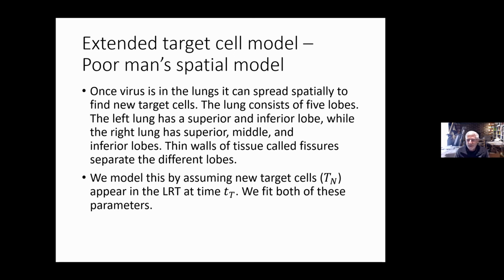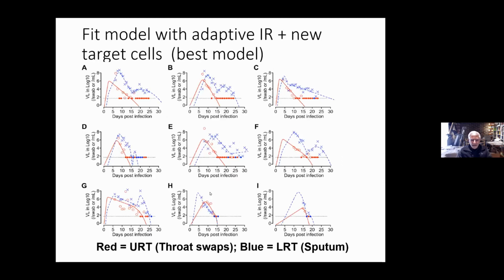So again, we keep things simple. And so we did what I call a poor man's model, or poor man's range extension. We just assumed that at some point in the infection, the virus enters a region where it can find new target cells. So we just basically did the injection of T sub n targets that appear in the lower respiratory tract at some time T sub T, and we had 2 more parameters that we had to fit. Of course, when you're doing model selection, you're going to be penalized because we have 2 more parameters. This gave, in fact, very good fits. It could explain these other little peaks that were coming up.